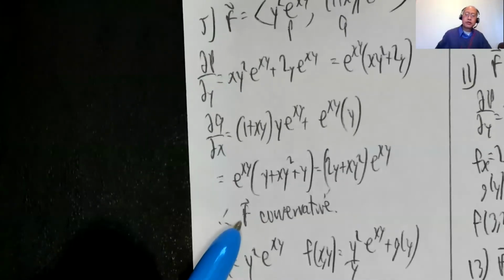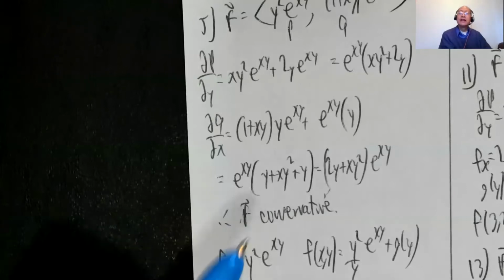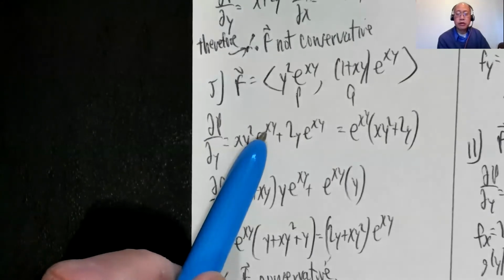Okay. So now for the new part, find the anti-gradient. This was the answer to a gradient problem. What is the original little f? Okay, so here's what you do.